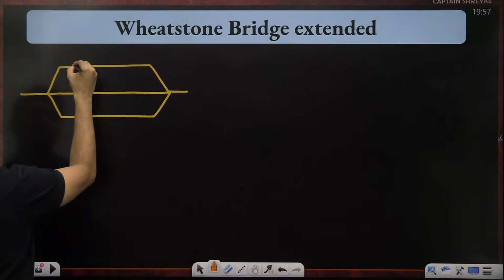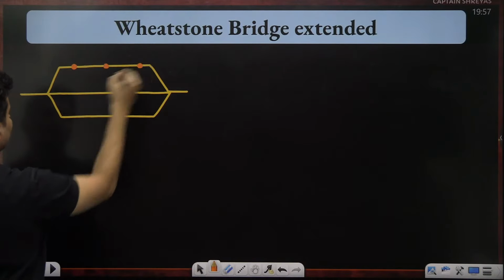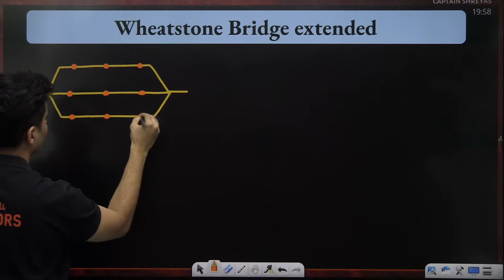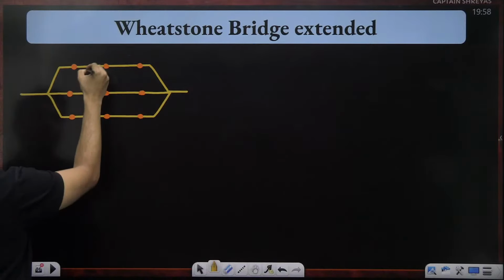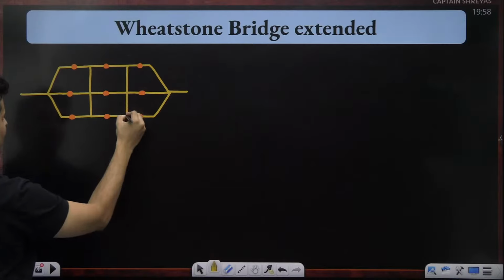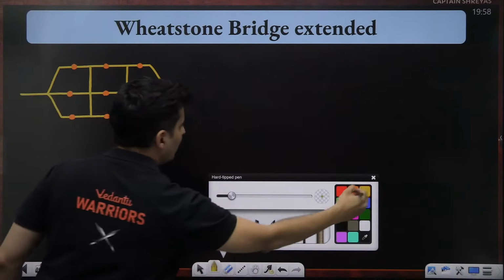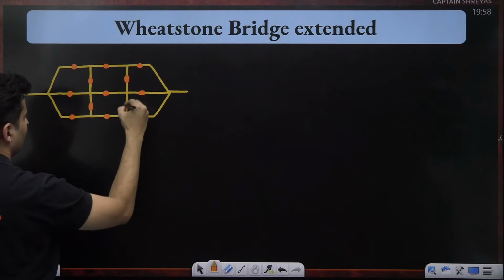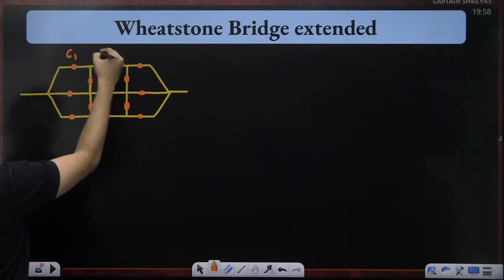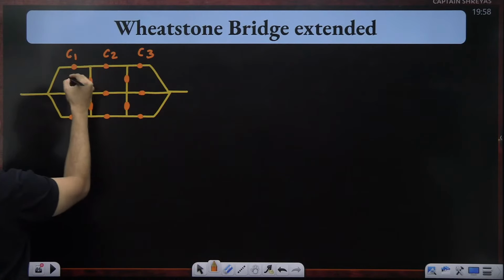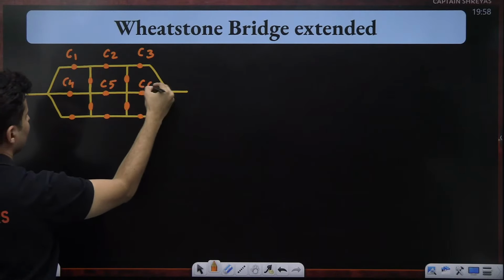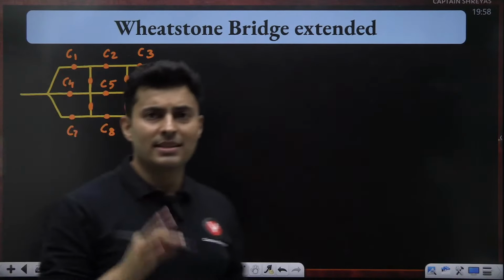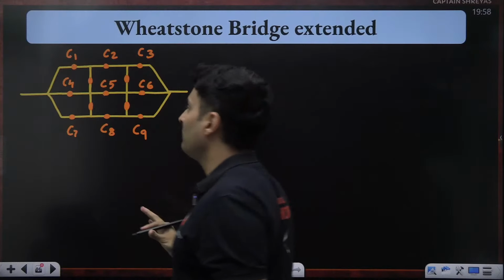Okay, there are some devices here, and then there is also wire connecting like this. There could be even more devices here. Let's say I call these devices C1, C2, C3, C4, C5, C6, C7, C8, C9. They could be resistors, they could be capacitors, it doesn't matter.